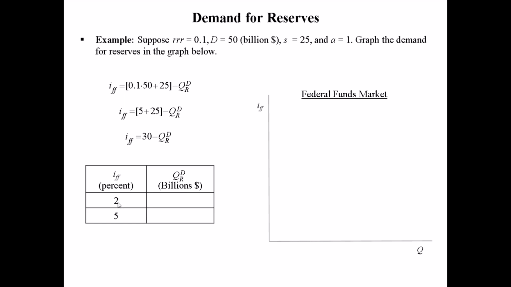Okay, so this is our very simple demand curve for reserves. So if the federal funds rate is 2%, if this is 2, what does this have to be? Well, it has to be 28, right? So we plot that point. And then if quantity demanded for excess reserves is 25, that means the federal funds rate is 5. We connect the dots and we have the demand for reserves. Okay, so that's demand for reserves.